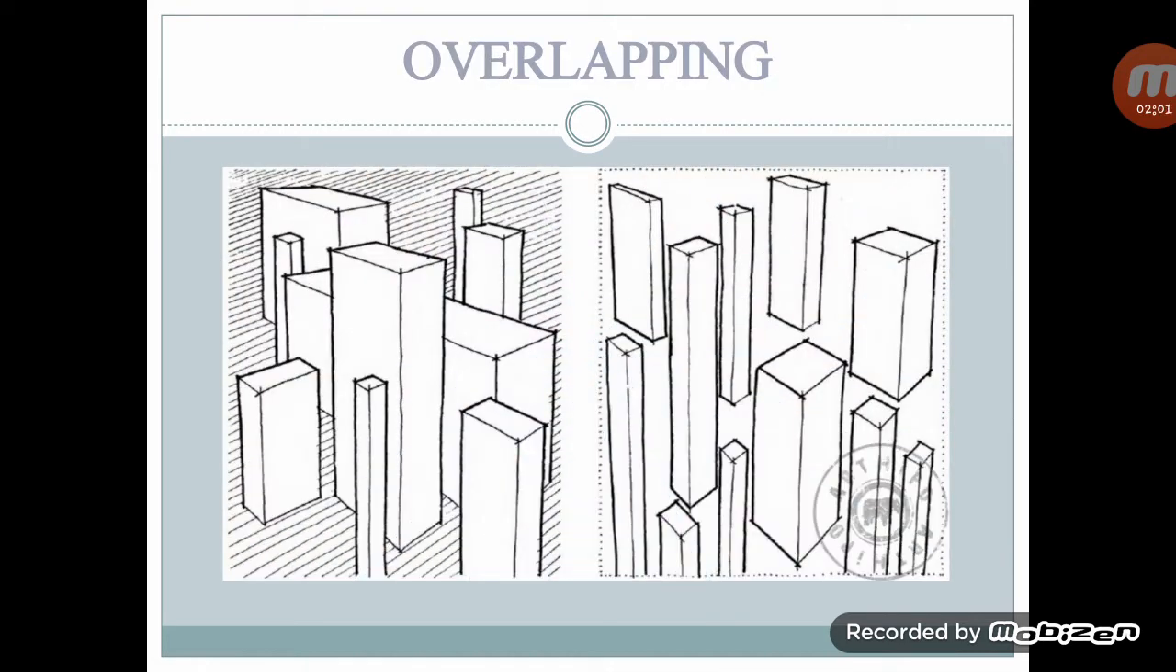Overlapping. This obvious and very simple technique not only shows which objects are in front and which are in back, it's also a very important way of achieving a sense of depth and space in drawings. Notice the depth confusion when overlapping does not exist. You can see in this example.